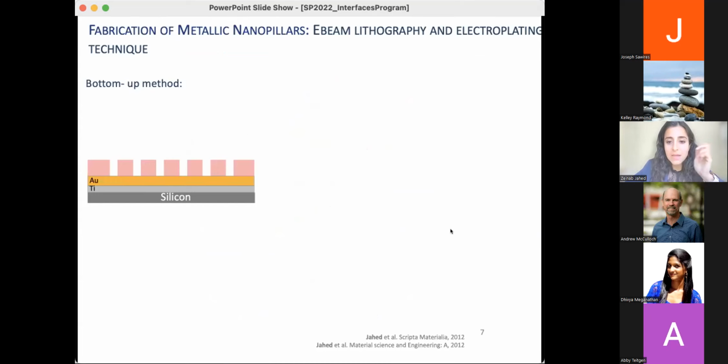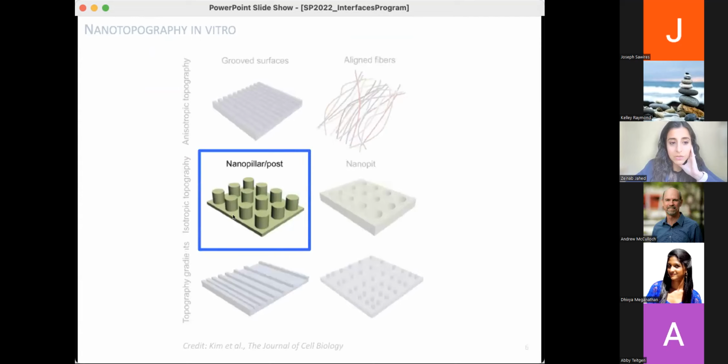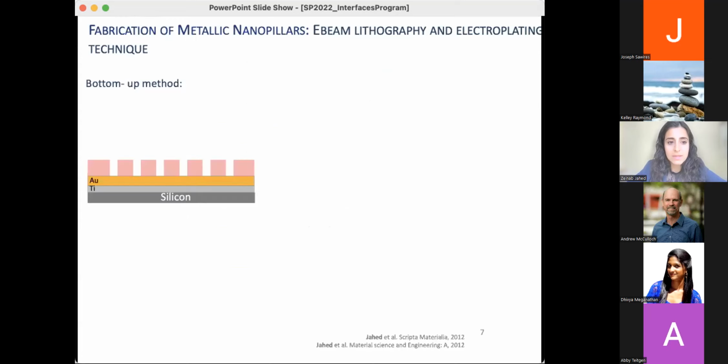Because of the interesting interface between cells and nanopillars, researchers have tried to recapitulate nanotopography in vitro, including us, who've tried to build these nanopillar structures in vitro and look at how cells interface with them. One way we make these pillars, which I thought might be interesting to the audience here, is using nanofabrication techniques. Right now we're using the Nano 3 facility to make these structures.